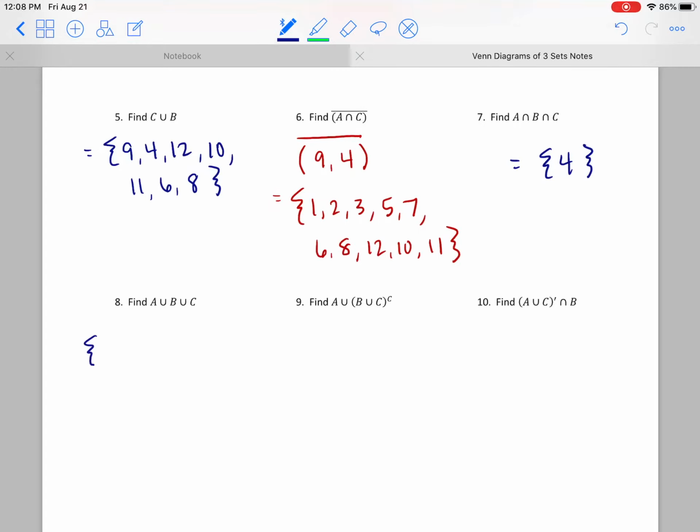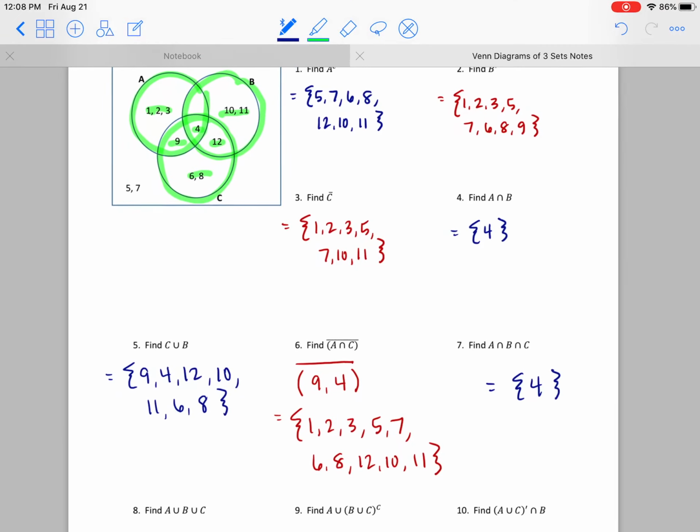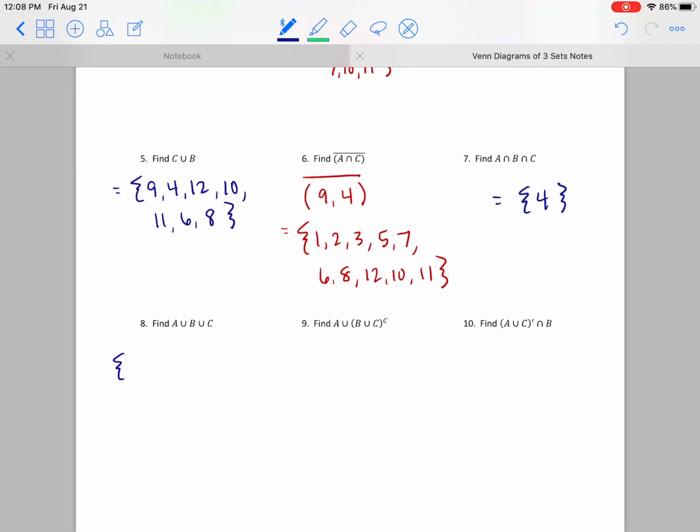So we go, let's see, 1, 2, 3, 9, 4, 12, 10, 11, 6, 8. This is the numbers 1 through 12 in there, but we're going to skip 5 and 7. So 1, 2, 3, 4, not 5, but we've got 6, not 7, 8, 9, 10, 11, and 12. Everything but 5 and 7 that were outside.